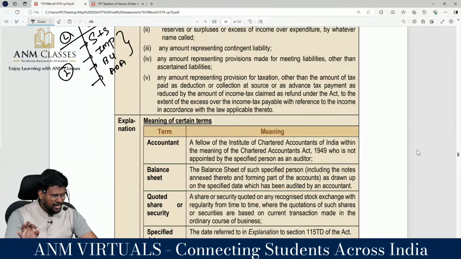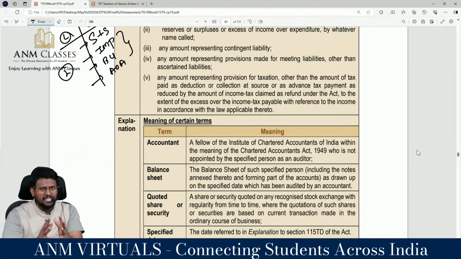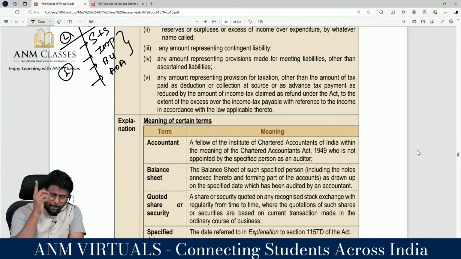So have a revision of exit tax, the circumstances, relevant date, specified date, and how to compute the accreted income, everything. Then within the next 30 minutes we'll be completing the exit tax. With that we will be through with the important topic for examination called exit tax. Have a study and come back to the next lecture, my dear lovable students. Study very well.